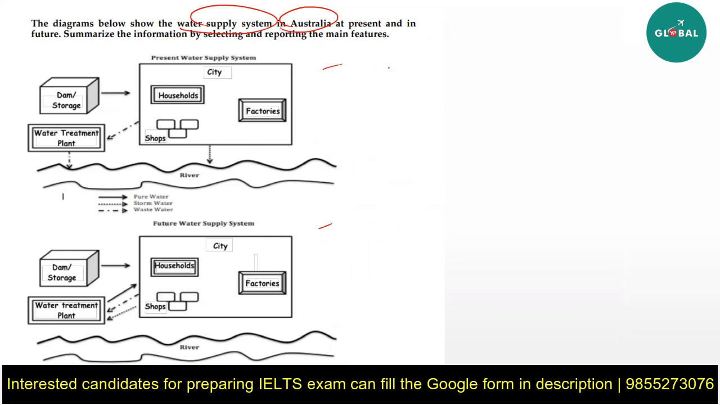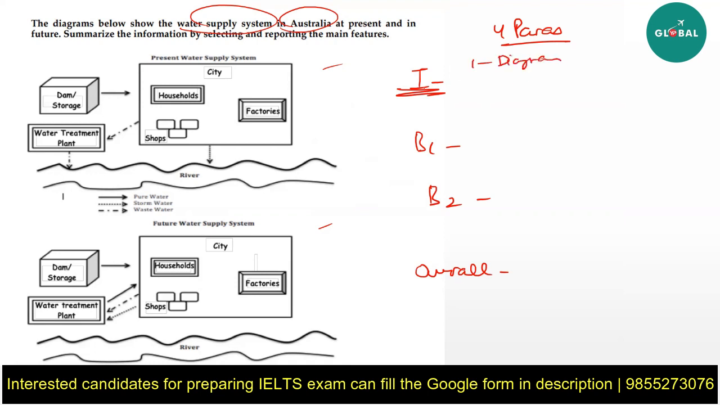As we have already discussed in the previous videos, in every writing task, whether task 1 or 2, you have to make at least 4 paras. First is the introduction, second is body paragraph 1, then body paragraph 2, and then there is an overall statement. The introduction in every writing task 1 will contain two things specifically. First, what kind of diagram it is. This is a flow chart, or you can say it is a process chart.